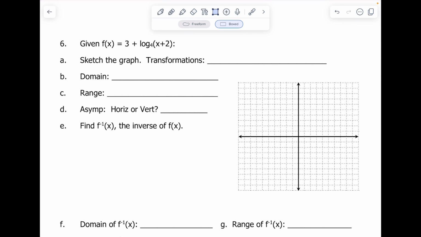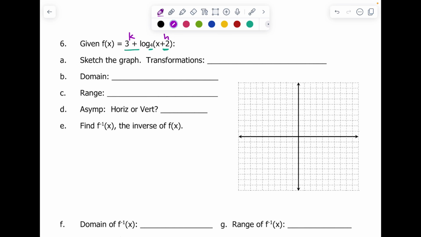Now, the kind of weird part about this one is it has been transformed, and we have an h value, we have a base of 4, and we have a plus 3 out front, and that can be a little confusing because it is our k value. We're just used to seeing it at the end, but it doesn't change anything being in the beginning. It's not a horizontal stretch or compress. It's not a vertical stretch or compress. It's just our k value out front instead of at the end.